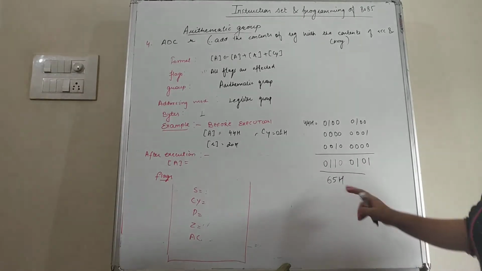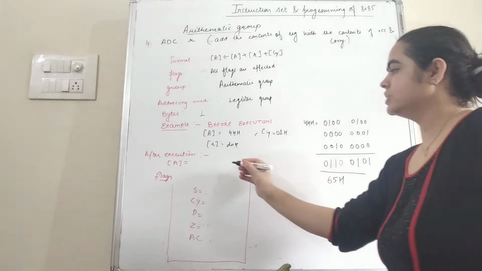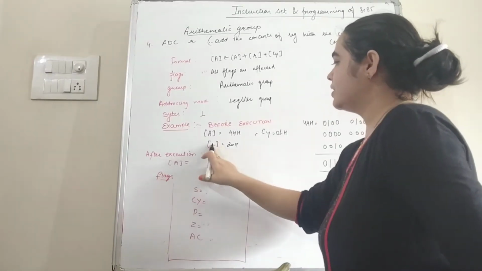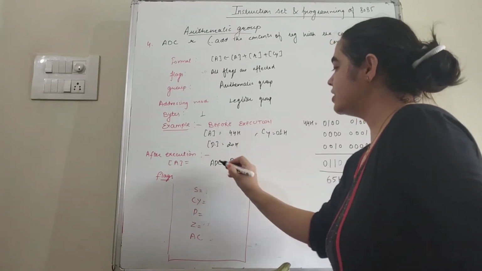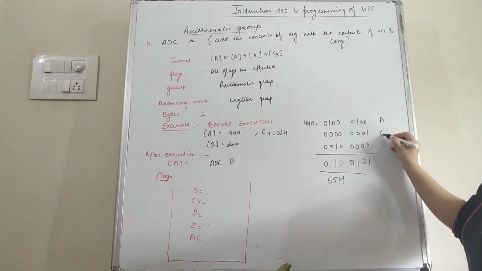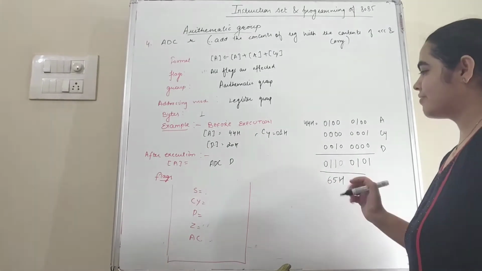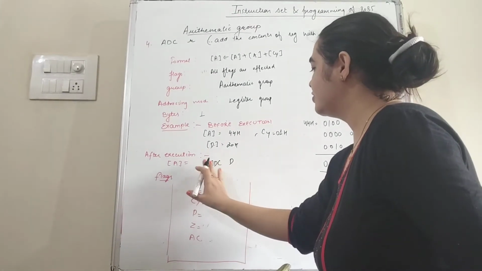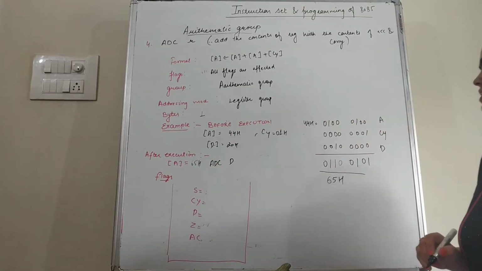So students, this is the result after the execution of the instruction, and register, suppose we have D, so the instruction is ADC D. So ADC D means we can add the contents of the accumulator with the carry flag and the contents of the register. So after this, in the accumulator we have value 65H, and which of the flags are affected?